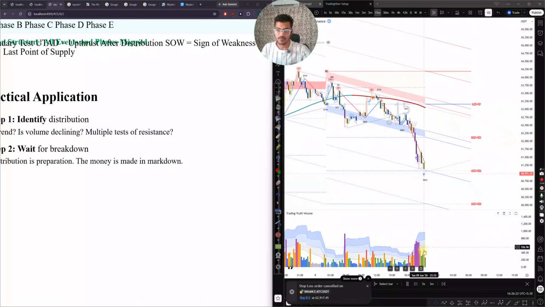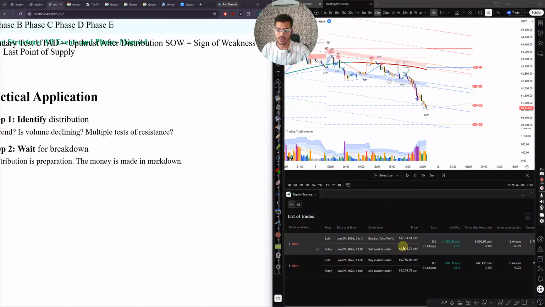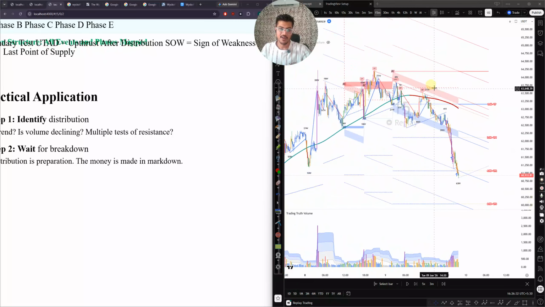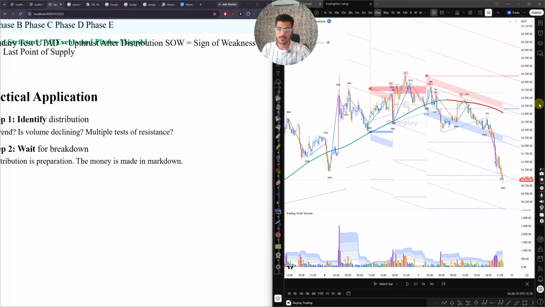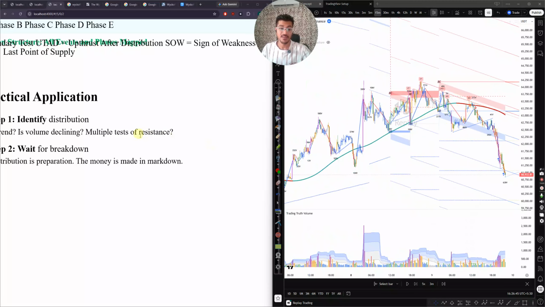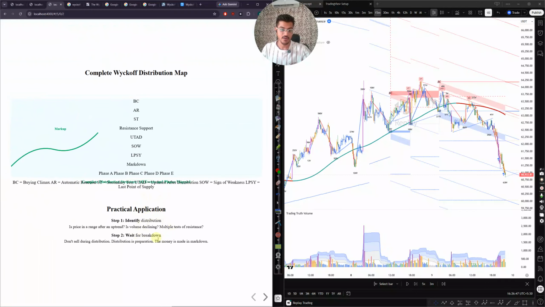So here we see market hit our take profit and we got exited out of the trade. All right, so see, all the trades were profitable. Now this is telling you, don't just start selling here. Wait for the market to give us a clear signal of the markdown phase, and then it starts going down. Because money is made in markdown. All right, so let's continue.